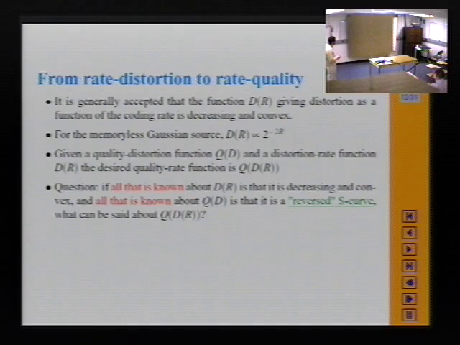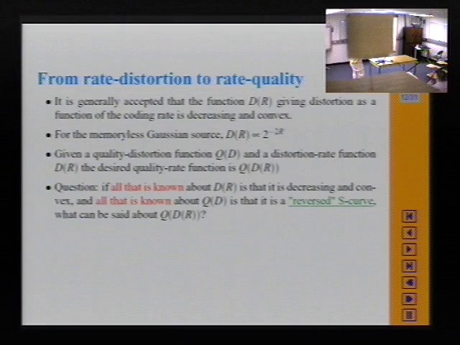That function is already well known. For example, for a memoryless Gaussian source, this relatively simple expression is already well known to be the DR function. So we have the DR function, and we just said that we already have, or so-called have, a QD function, because we're going to impose it. The decreasing S curve is the QD function, so now we have what we want, because now the composite function, Q of D of R, gives you quality as a function of the coding rate. So we got it, if you accept the QD function that we imposed.